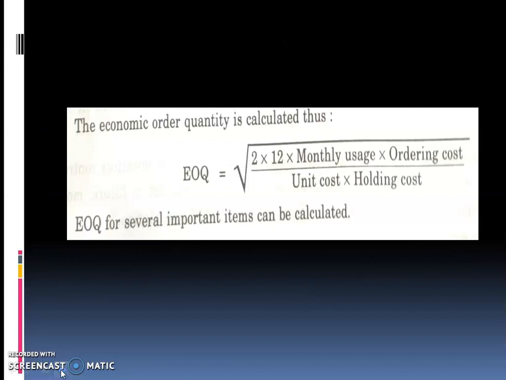Or it can be calculated as economic order quantity, which is equal to under root of 2 into 12 into monthly usage into order cost divided by unit cost into holding cost. And EOQ of several important items can be checked.